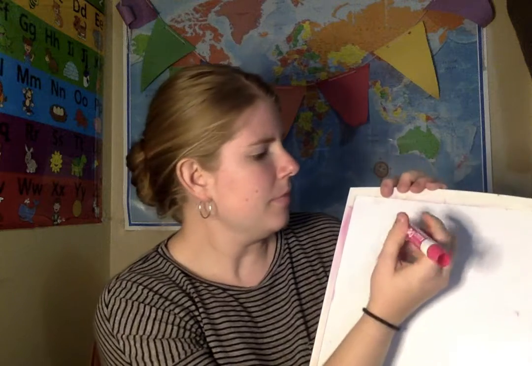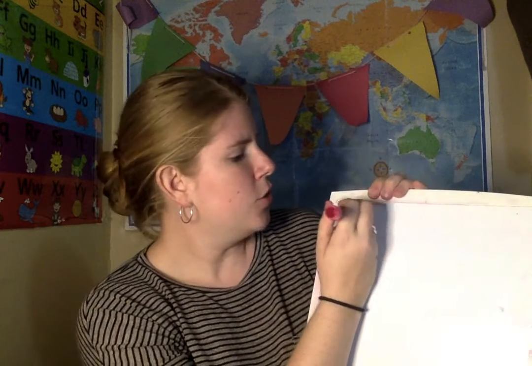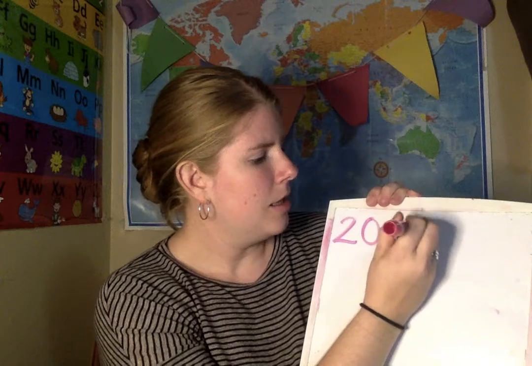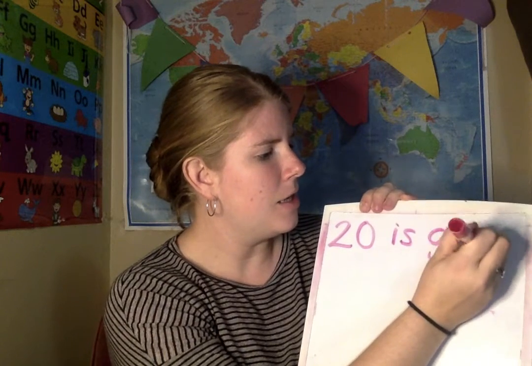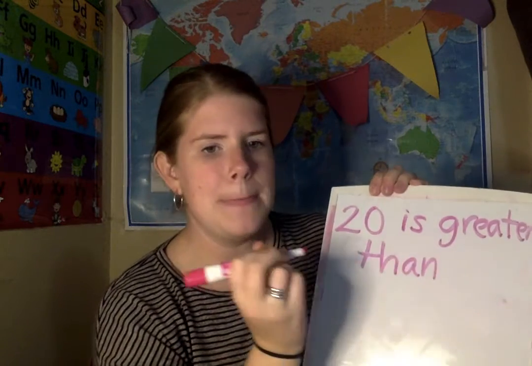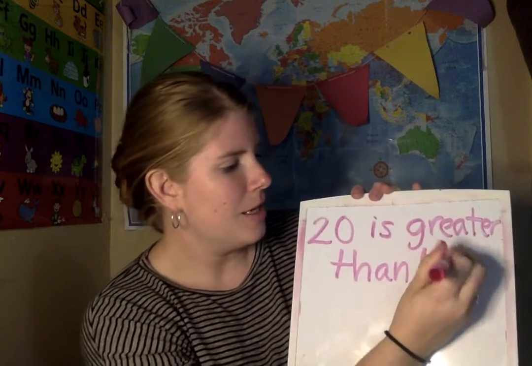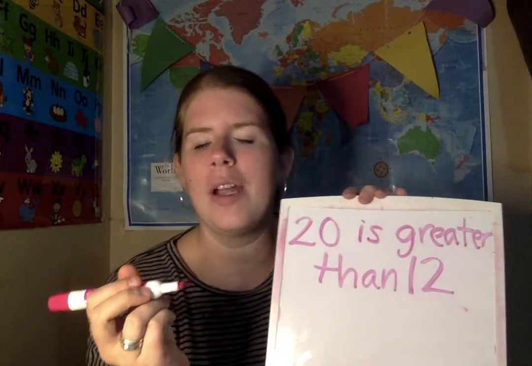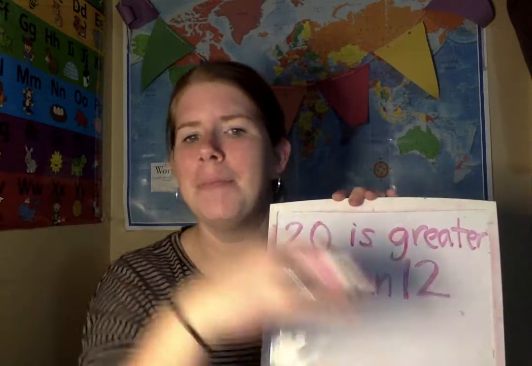Great job. So now, instead of saying bigger or smaller, we can say greater than and less than. Let me write that out for you. So we can say 20 is greater than 12. 20 is greater than 12, and greater than means bigger. 20 is bigger than 12. 20 is greater than 12.